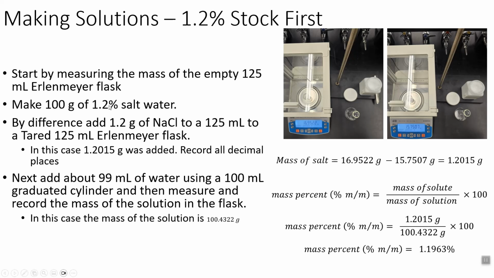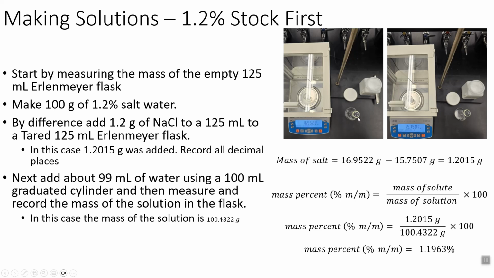So the next thing we're going to do is make 100 grams of the 1.2% saltwater solution, and we're going to do that by difference. Basically, we're going to put some salt in our weighing bottle. You can kind of see it there. The lights or reflection is kind of not good, but the weighing bottle is right there. It's got some salt in it. You can see it has a mass of 16.9522 grams.